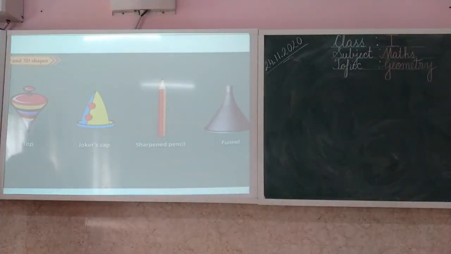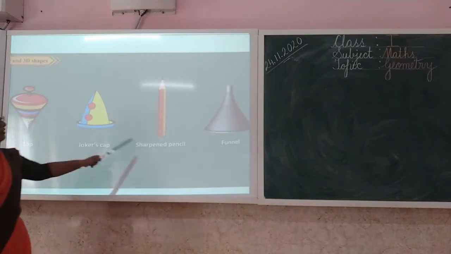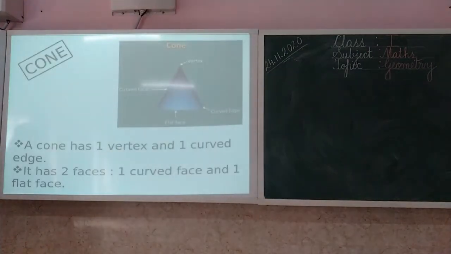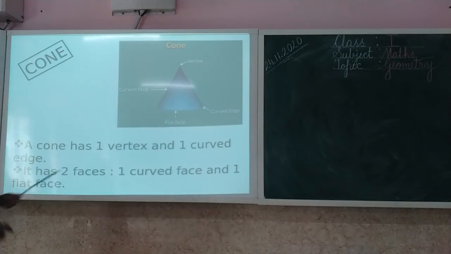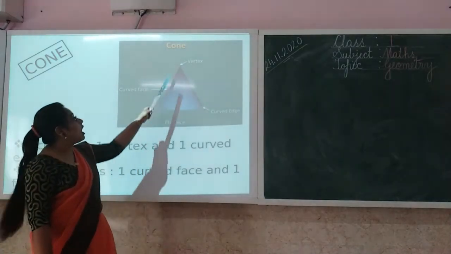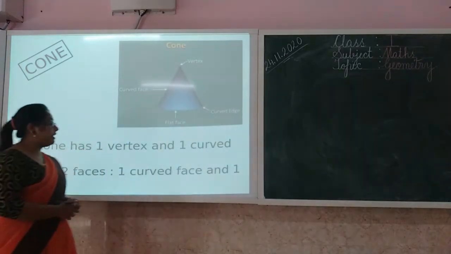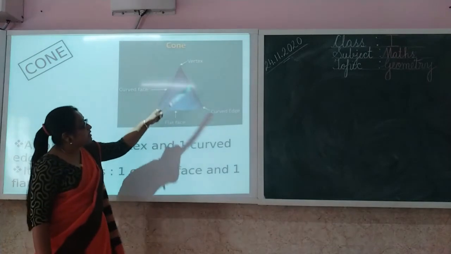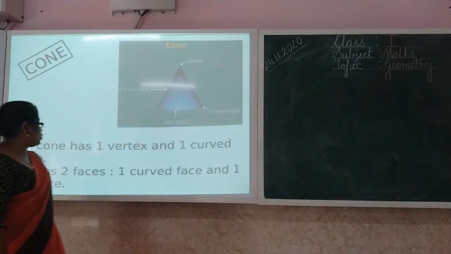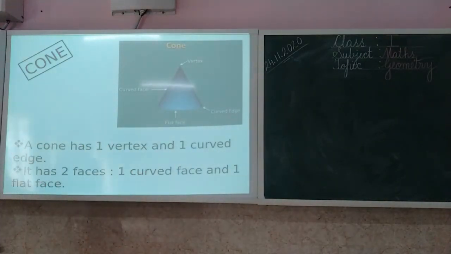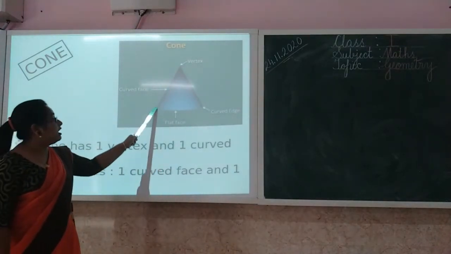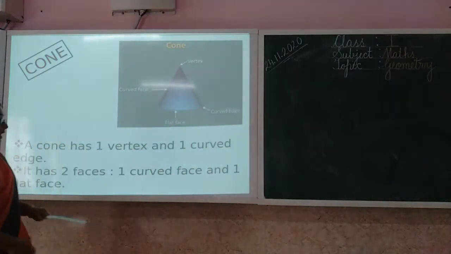Now see these pictures. All these objects represent the shape of a cone. Now what is a cone? A cone has one vertex. See, this is the shape of a cone. A cone has one vertex and one curved edge. It has two faces. One is a curved face and the other is a flat face. Okay.